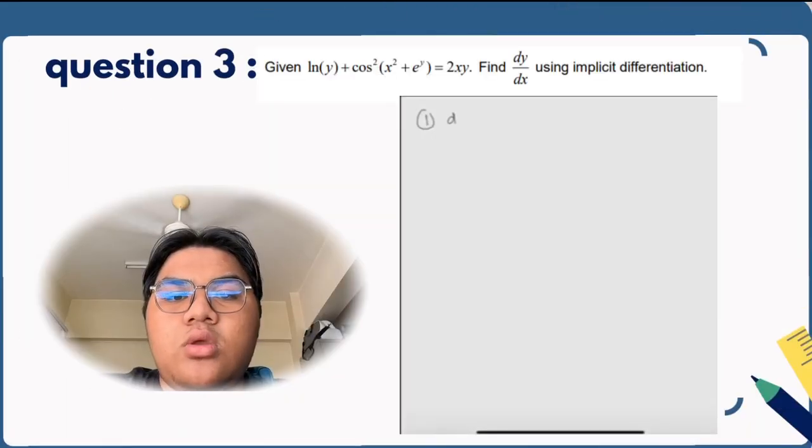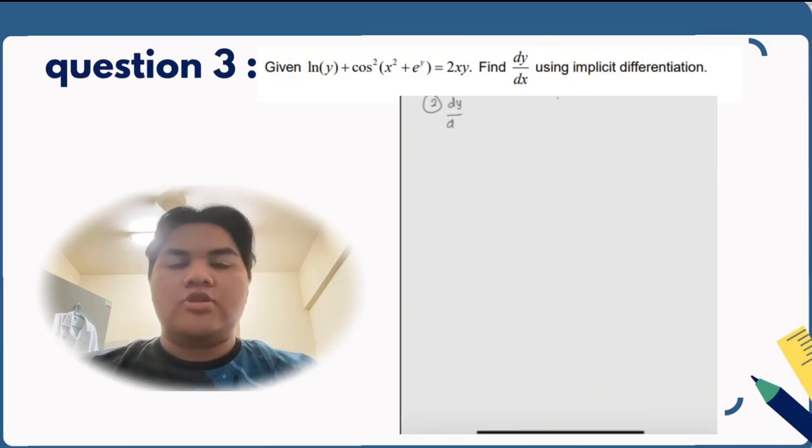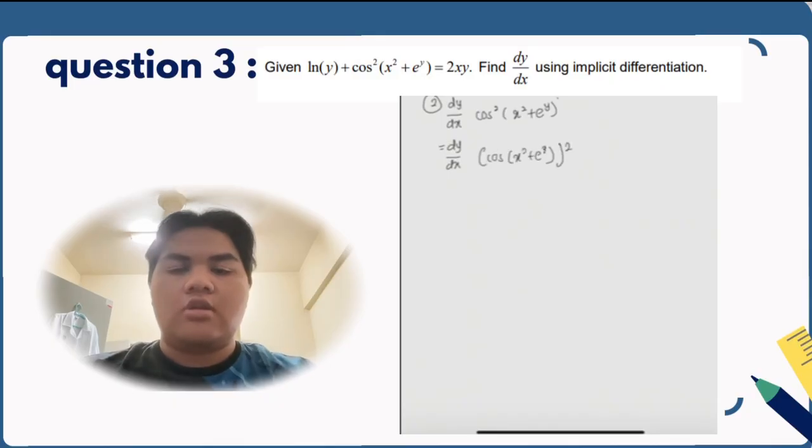For question 3, we will differentiate both sides with respect to x. Starting with our first term, the derivative of ln y is simply 1 over y, and because of the chain rule, we will multiply it by dy over dx. Next, we need to differentiate cos squared of (x squared plus e to the y). To make it easier, let's rewrite it with the exponent on the outside, so we can see the layers clearly.